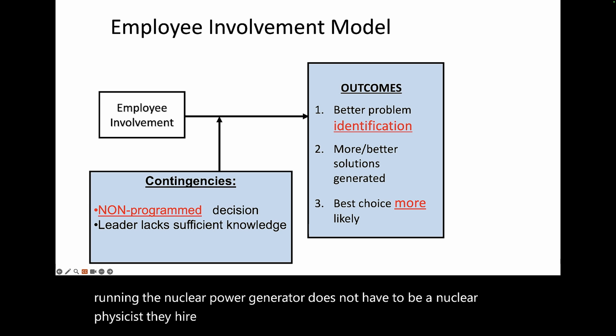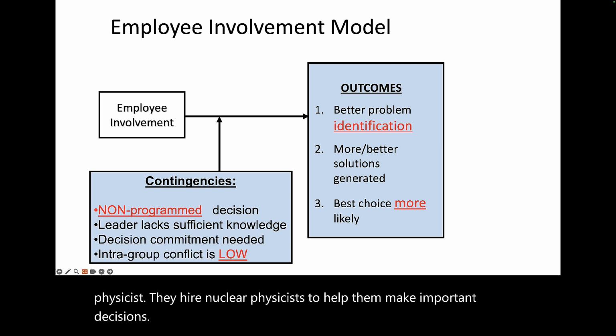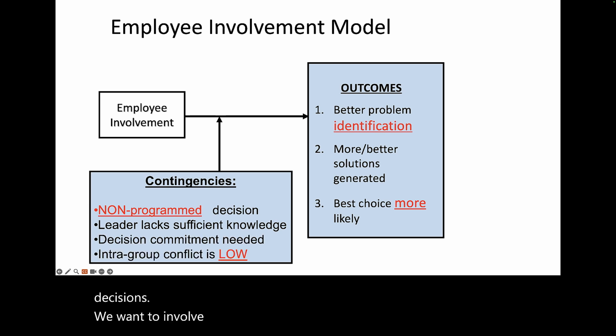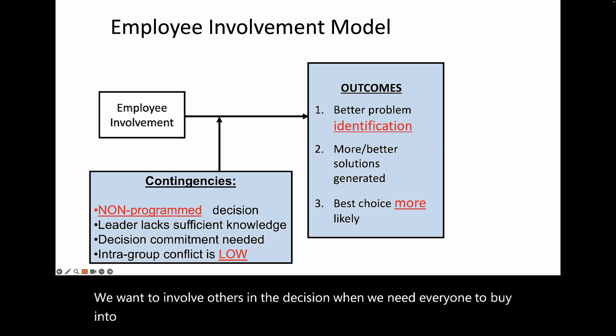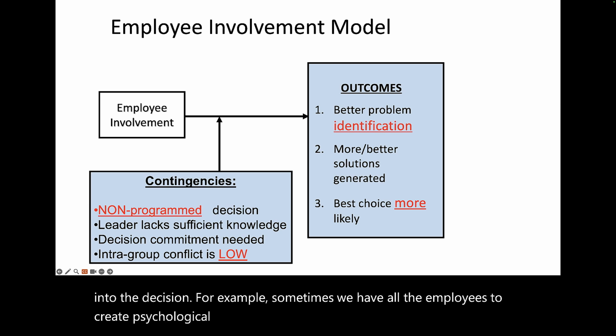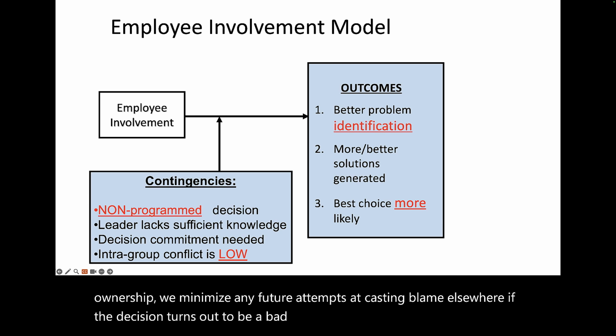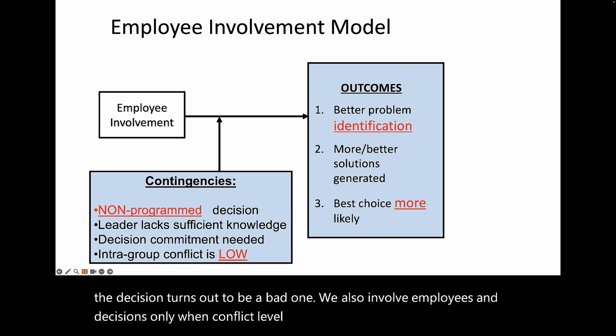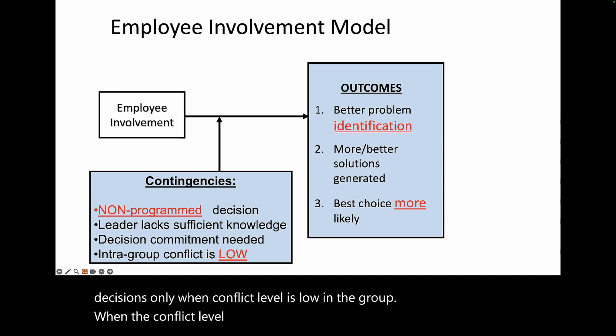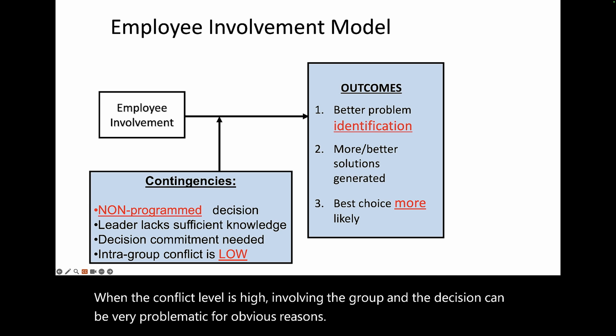We want to involve others in the decision when we need everyone to buy into the decision. For example, sometimes we involve employees to create psychological ownership of the decision. By creating psychological ownership, we minimize any future attempts at casting blame elsewhere if the decision turns out to be a bad one. We also involve employees in decisions only when conflict level is low in the group. When the conflict level is high, involving the group in the decision can be very problematic for obvious reasons. Teams in times of strife tend to be less than effective in many decisions. Let's move on.